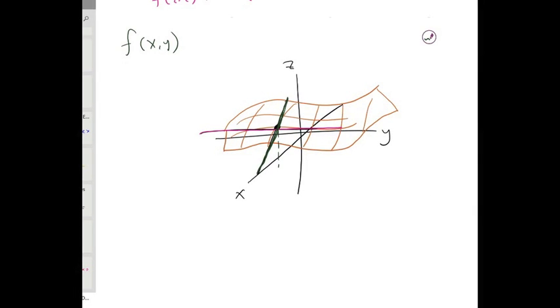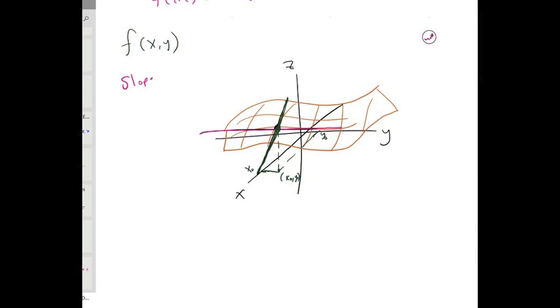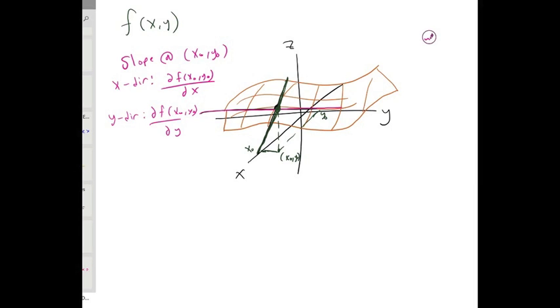So we're above the xy plane at x0, y0. The slope at x0, y0 in the x direction was the partial derivative df/dx of x0, y0, and in the y direction we have df/dy of x0, y0, and these two will specify some sort of plane.